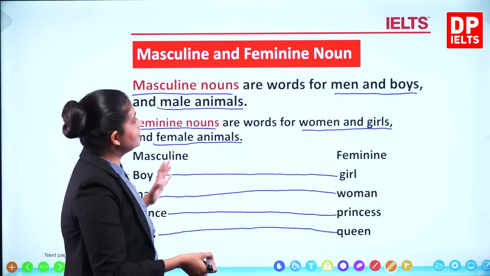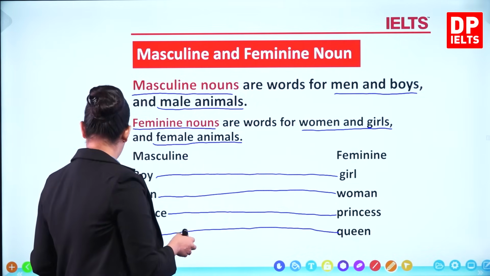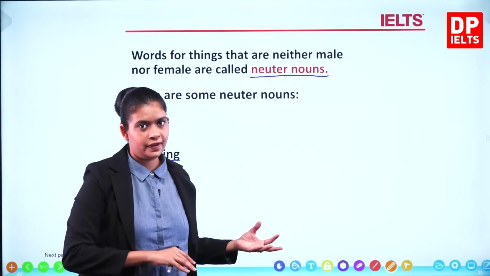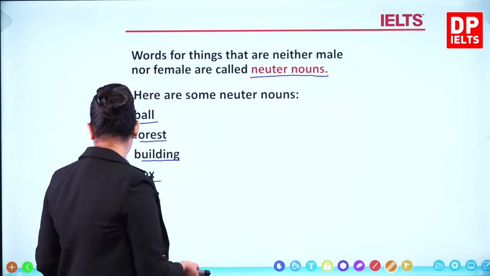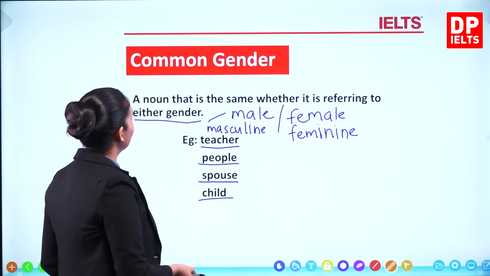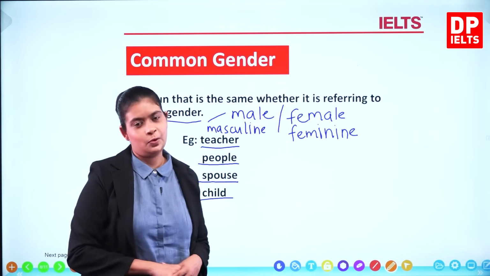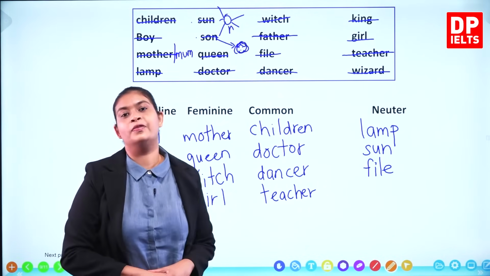Then we had a look at masculine and feminine, strilinga, purushalinga, namapada. We had a look at neuter nouns. ස්ත්‍රීලිංග වෙන්නෙත් නෑ පුරුෂලිංග වෙන්නෙත් නෑ දේවල් වලට කියන්නේ neuter nouns කියලා අපි බැලුවා. Then we had a look at common gender nouns. ස්ත්‍රීලිංග වෙන්නත් පුළුවන් පුරුෂලිංග වෙන්නත් පුළුවන්. So with that we come to the end of that lesson.